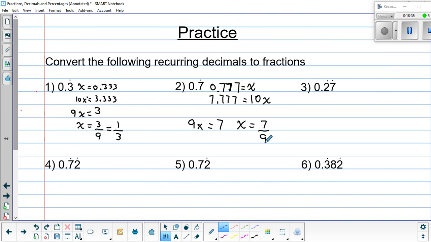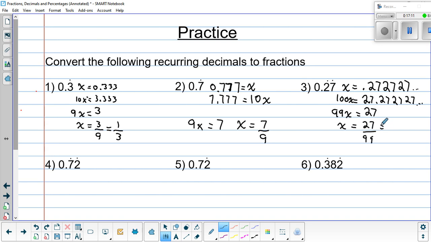So moving on, we have 0.27. So we have x equals 0.272727. I know that 10x won't do it, so 100x will, and I'm going to get 27.272727. So subtracting those, I get 99x equals 27. So x equals 27/99, which is equal to 9/33, which is equal to 3/11.